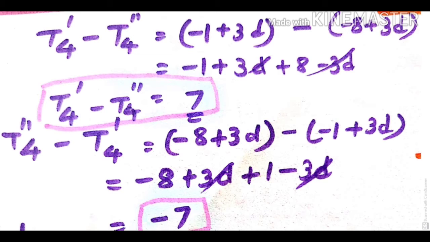Now in the second case, if I take T4 double dash first, meaning I write the second AP's fourth term first and subtract the first AP's fourth term from it, that is the second AP's fourth term minus the first AP's fourth term. Then by opening the bracket, 3D gets cancelled and -8 plus 1 gives -7. So students, in both ways we have to show our answer and explain that either this way or that way you get 7 or -7 as your answer.